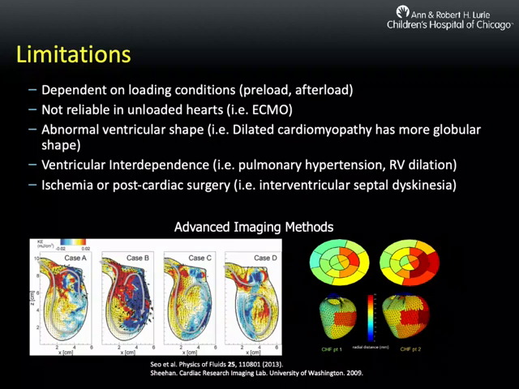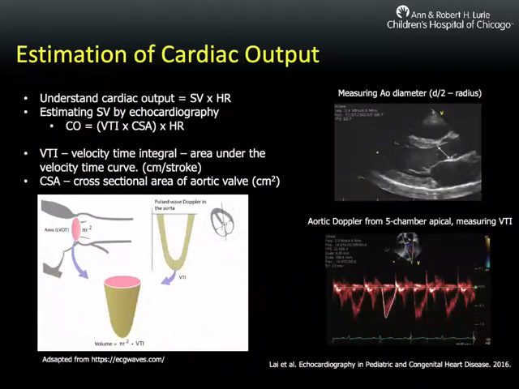And in those situations where you want more precise ways, it's helpful to use advanced imaging methods such as 3D echocardiography as well as speckle tracking echocardiography. Lastly, as we're calculating predominantly velocities, it is interesting to see how echocardiography can estimate cardiac output.